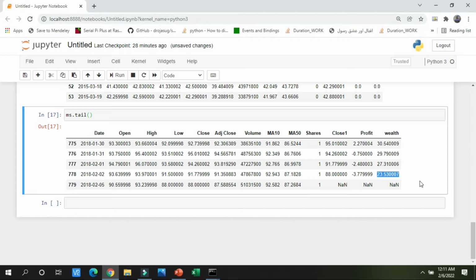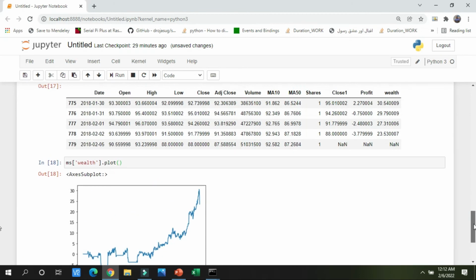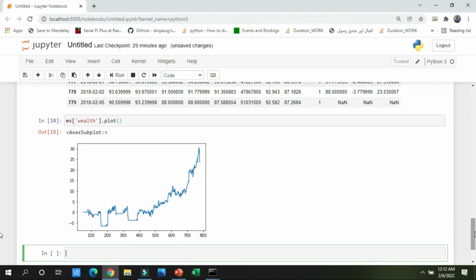So we can plot our wealth so we can get the proper idea of what this column is doing. So let me write ms wealth in brackets. We have just calculated the cumulative wealth by using cumsum. Now we will plot the wealth column, .plot, and in this plot we will see the cumulative wealth. So you can see the chart of the wealth, how it is going down, and it is plotting the wealth to show the growth of profit over the period.